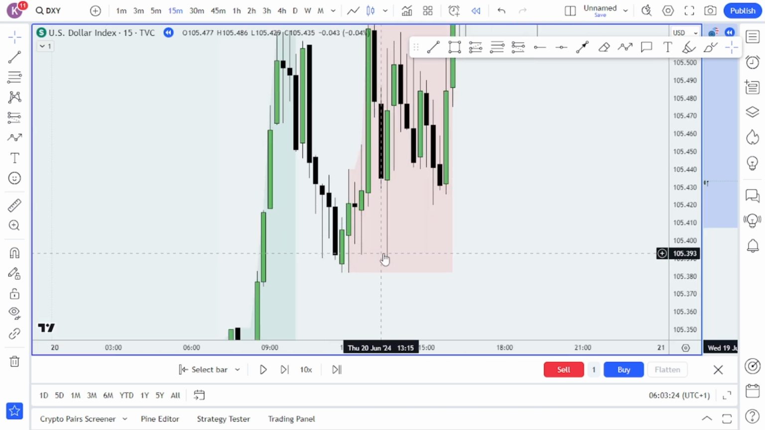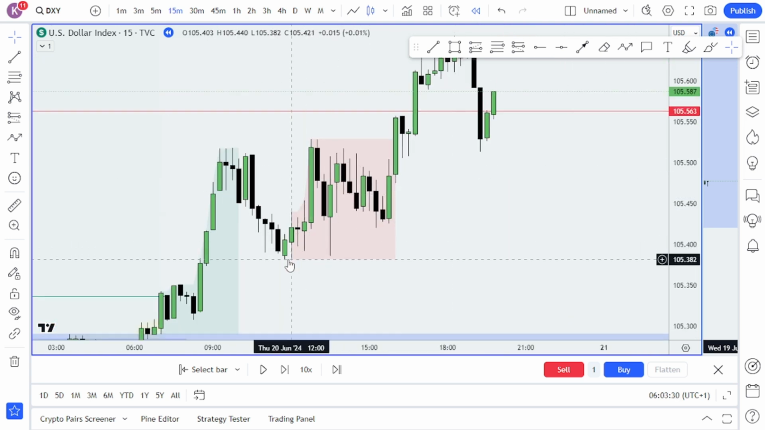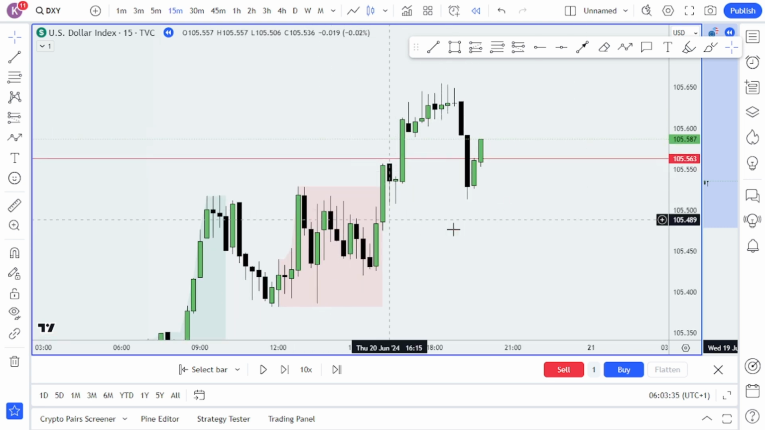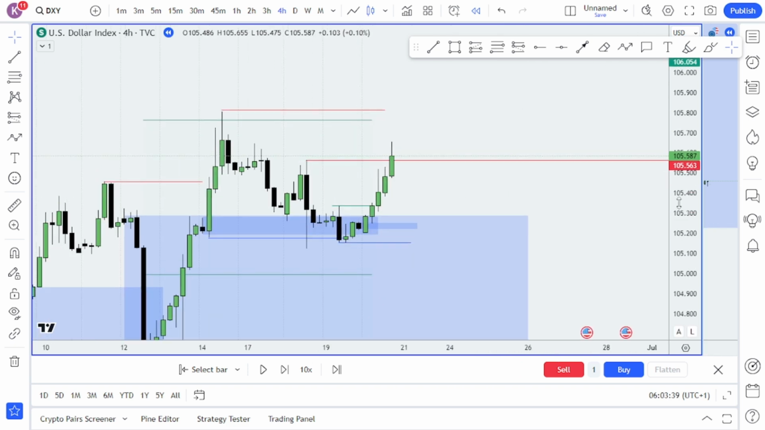Okay, it ran here during New York. I won't regard this as a low, literally, because this is not a low, just a candlestick wick. So the DXY had no entries, but it met the draw on liquidity. It met the draw on liquidity.